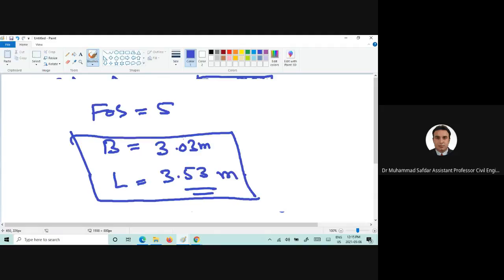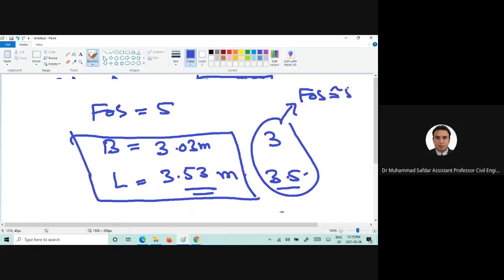So you gave me 3 and you gave me 3.5, and that will give us approximately factor of safety equal to 5. I hope you understand this concept clearly, because it's very important from an exam point of view, from quiz and assignments point of view, and for the understanding point of view as well.